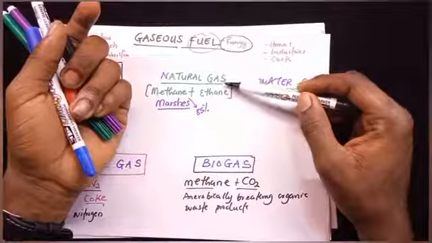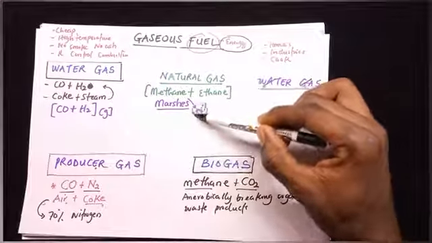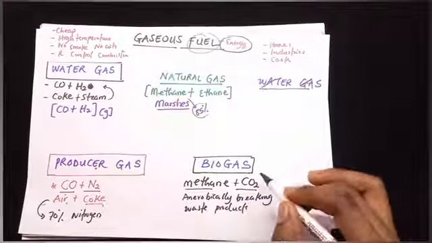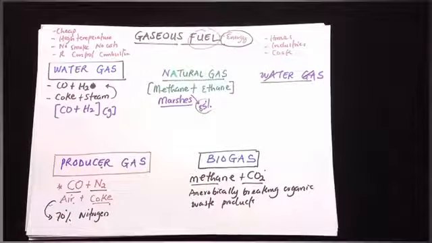Now, natural gas, on the other side, is rich in methane and ethane, made up of 85% methane, while biogas is made up of what? Methane and carbon dioxide. And that sums up our discussion today on gaseous fuels.